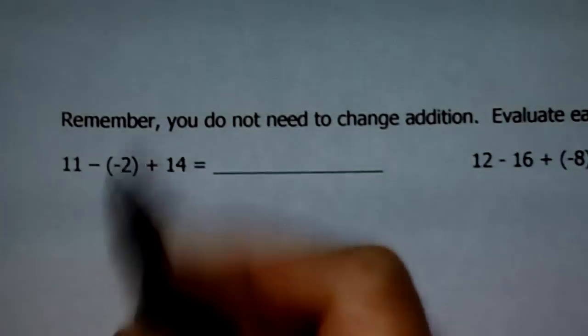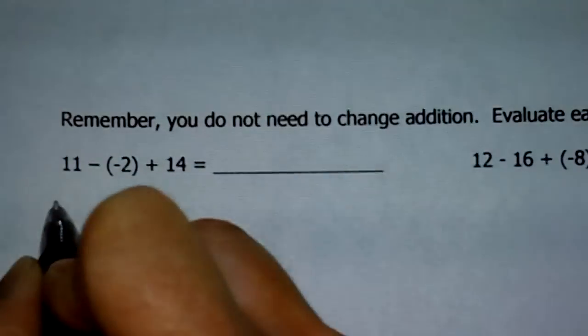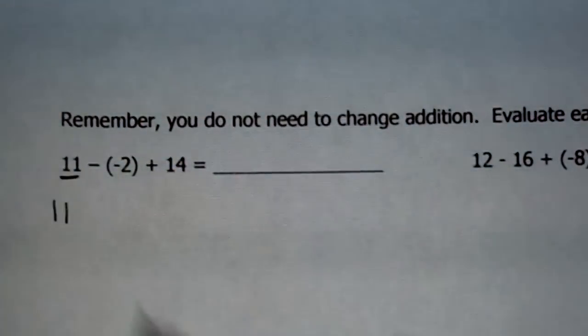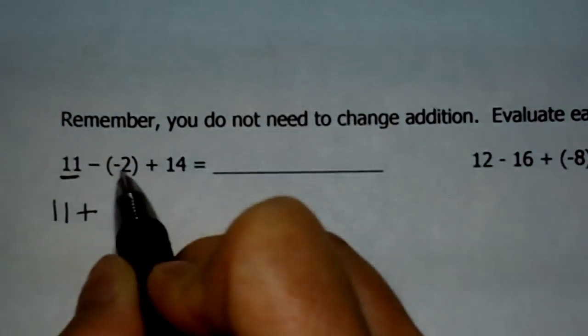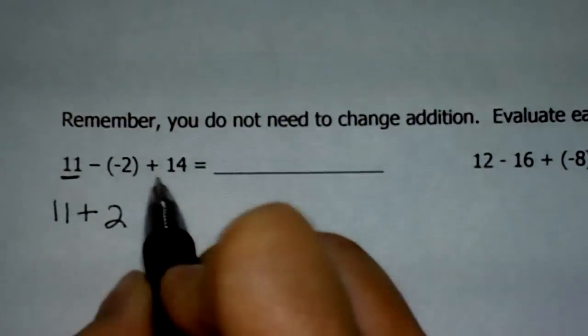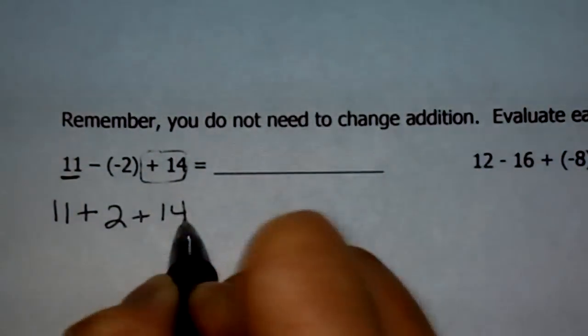In this problem, I see there's subtraction. And I know with subtraction, the number in front of the subtraction sign stays the same right there. Keep what you start with. Subtraction changes to addition. And this negative 2 becomes positive 2. But do you see how this already says plus 14? I'm not going to change that. It's already addition. So you just bring it down.